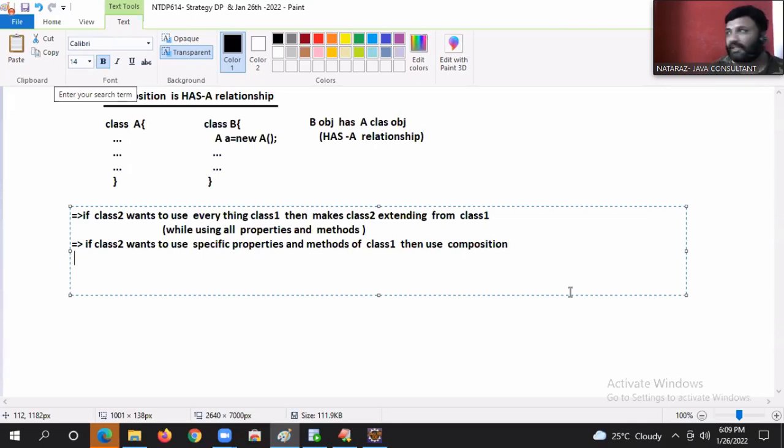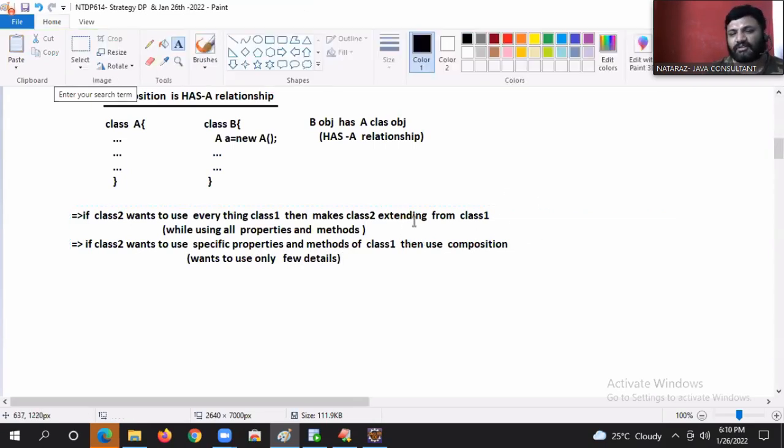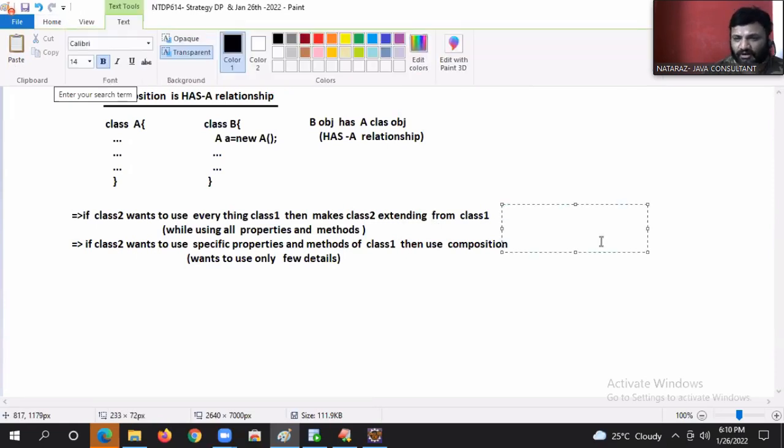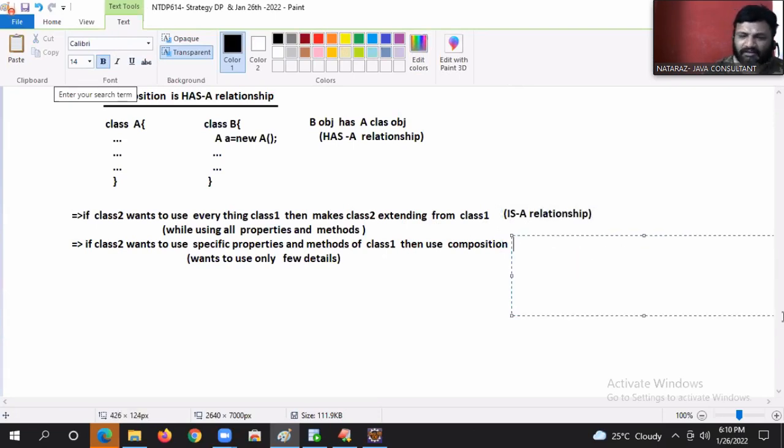That means few things, guys. If it wants to use only a few details of class 1, then use the composition concept. Here is the is-a relationship, and here is my has-a relationship.